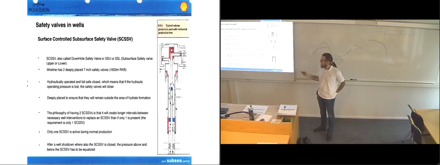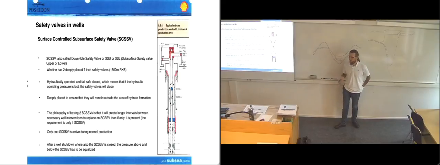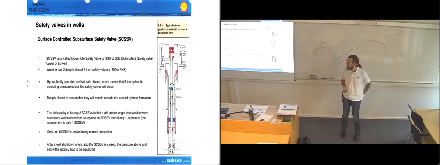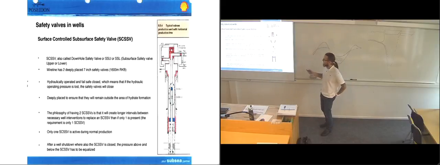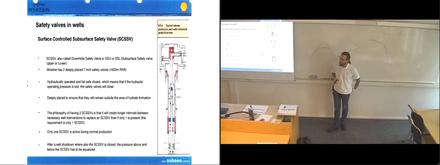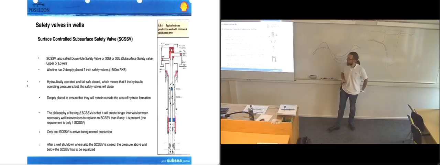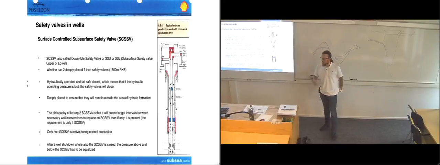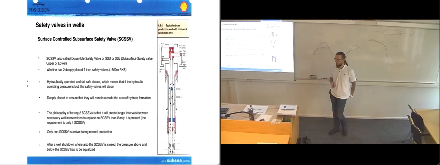And they are deeply placed in this case, so they are very deep inside the well. They're not fairly close to the Christmas tree, and that's because of the low temperatures. So they want to avoid hydrates being formed, because they're not injecting the freeze inhibitors until they're up in the manifold. So down here, if it gets too cold, it's going to freeze a bit. So then they place them further down where it's warmer, so that they're out of the cold zone.